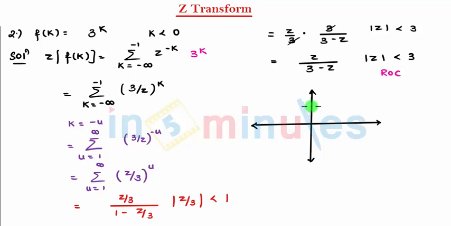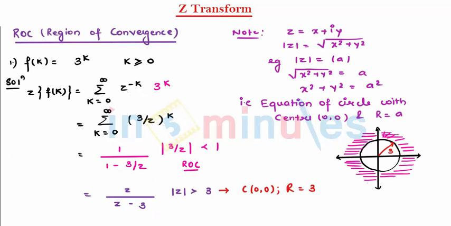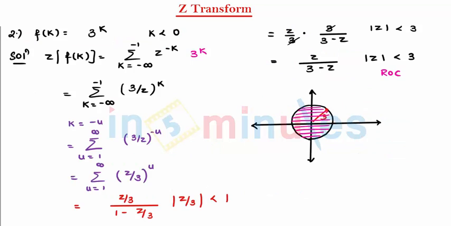So I make that first. Let's define a circle with radius 3. But now mod of z is less than 3. Less than 3 tells you that my function is valid only inside the circle. So what we understood here is that the ROC came to be outside in the first case, and here the ROC came inside. So we should understand this very well, students.